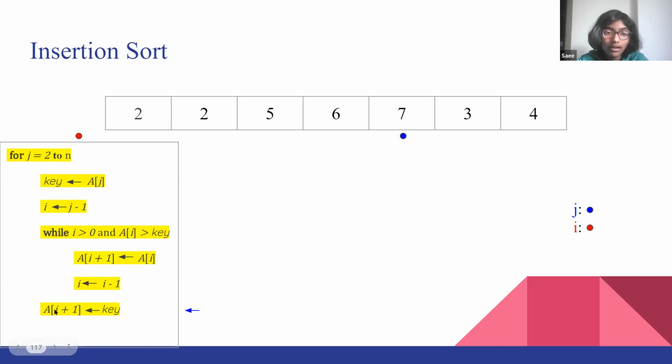So we have reached the end of the array. What this means, we'll get out of the loop and set the I plus 1 value to our key. This is the I plus 1 value. We're going to set it to key. Magic. We have 1, 2, 5, 6, 7. Nicely sorted.